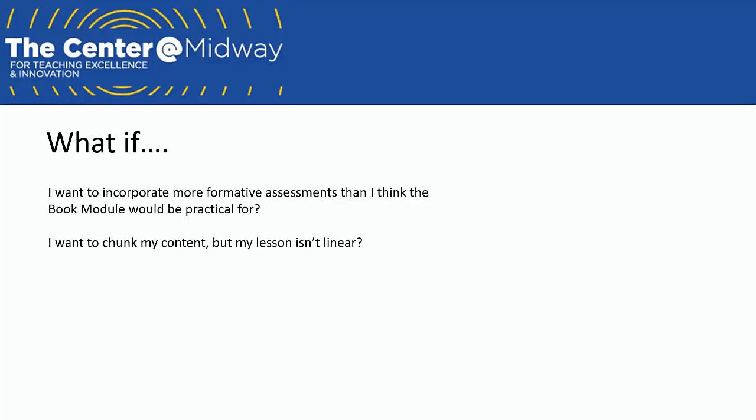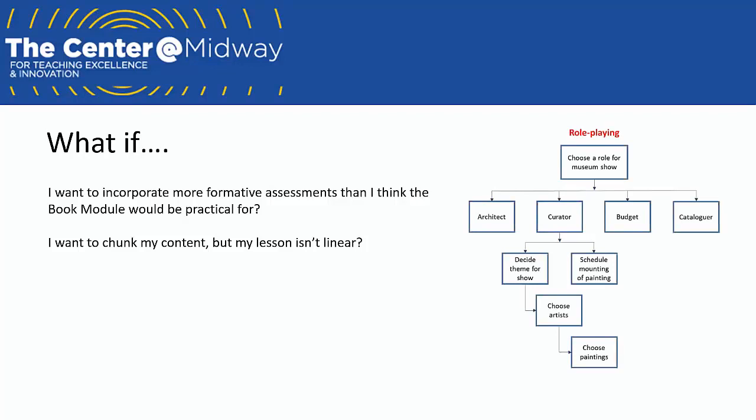Or what if I want to chunk my content, but my lesson isn't linear? What if I want my lesson to look something more like this? Like maybe a role-playing activity where the students have to explore what it would be like to be the architect for a museum show, or the curator for a museum show, or the person in charge of the budget for a museum show, or the cataloger for a museum show. So they would choose one of these options, and depending on what they chose, they would take a different path through the lesson. And then they could go back and choose another and go through a different path for that one. So in other words, what if you wanted to make a lesson with a variety of paths or options in it?